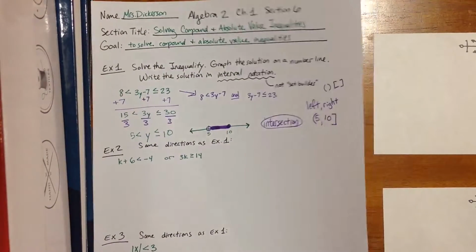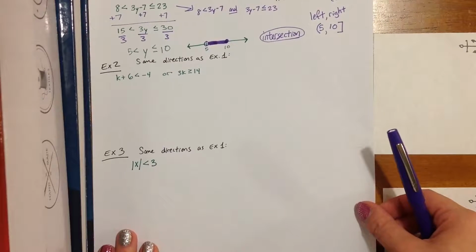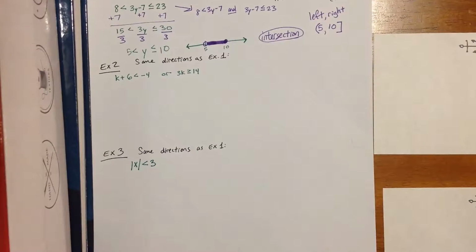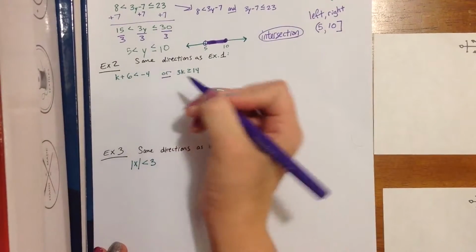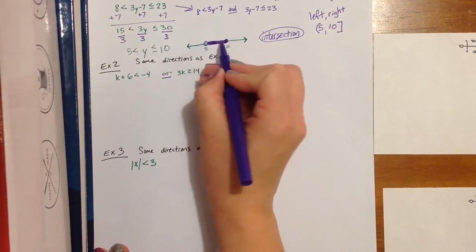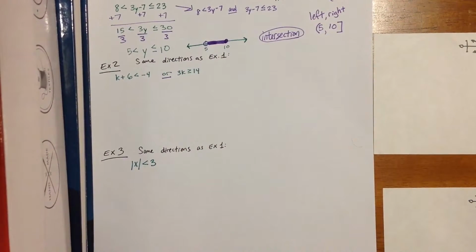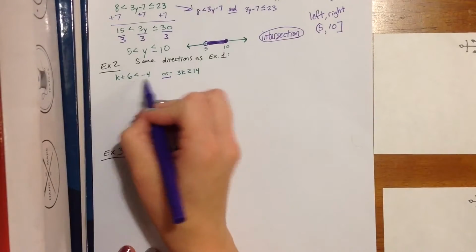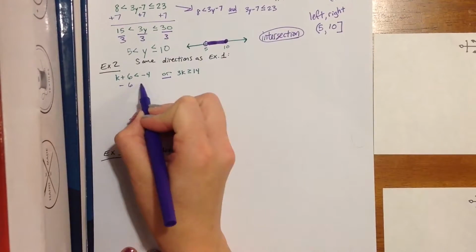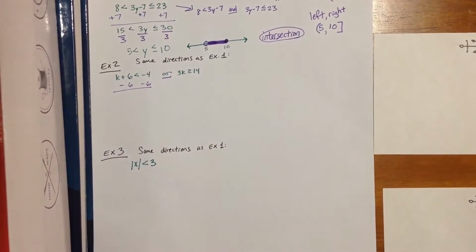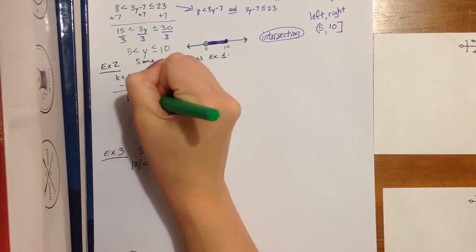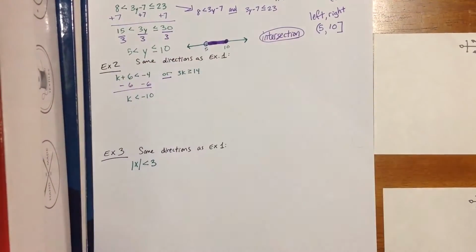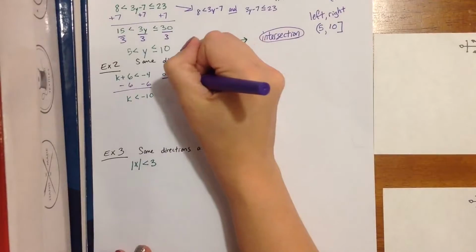Let's go to another one. This one, we have 2 completely separate inequalities. They are connected with OR. So this one, we are not going to have a nice little barbell in the middle. Let's see what happens. I'm just going to solve them both separately. So this guy's a nice one-step equation. I'm just going to subtract 6. I have k is less than negative 10. And over here, I am just going to divide by 3.